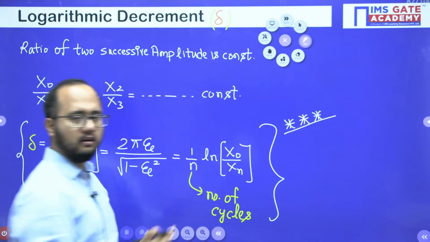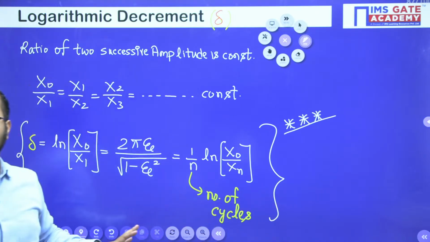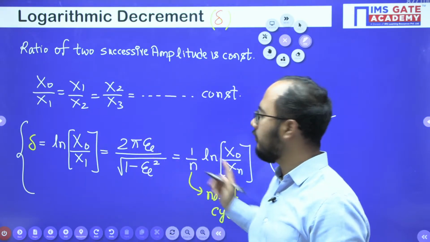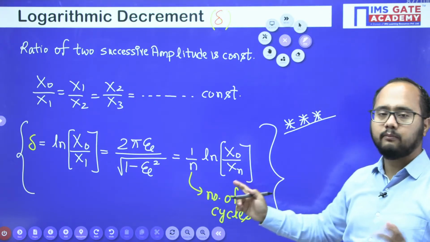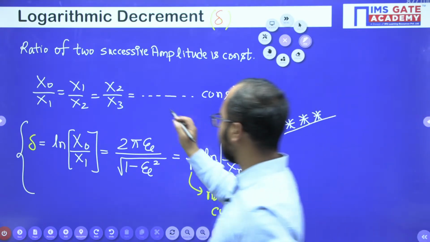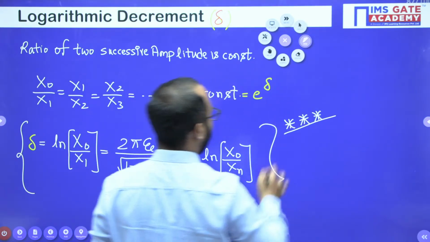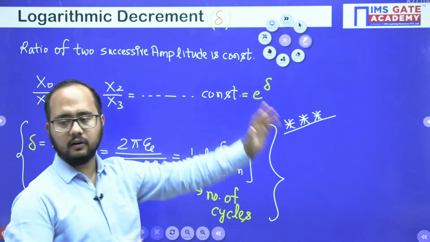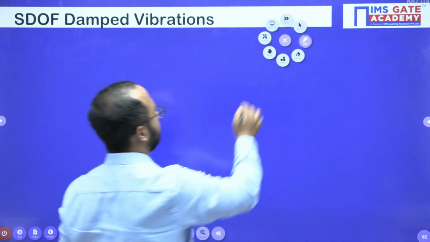Okay, very important three relations that you have to remember. Relation 1, relation 2, relation 3. All three formulas are equally important, and it depends on what important parameter they have given in the question. Accordingly, we will select the formula, implement it, and get the solution from those relations, right? And one more thing, actually this constant is nothing but e to the power delta. So the ratio of successive amplitudes is e to the power delta, like that you can also write.